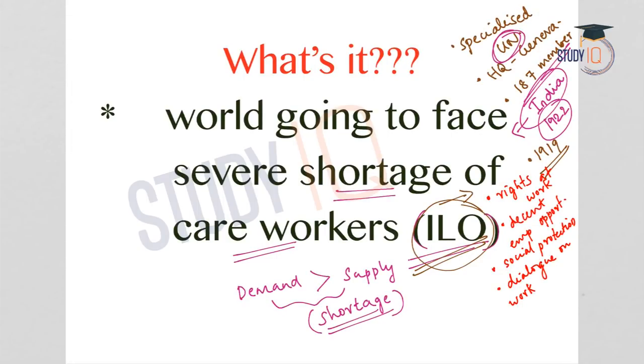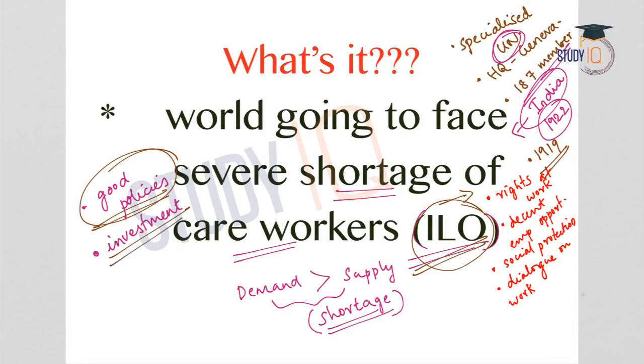So it has estimated that there is going to be a severe shortage of care workers. And according to ILO, both good policies and doubling the investment are the solutions to overcome this problem. So the governments of respective countries must adopt good policies in order to encourage the care workers sector in the economy, and the investment in care workers should also be doubled in order to meet this shortage.